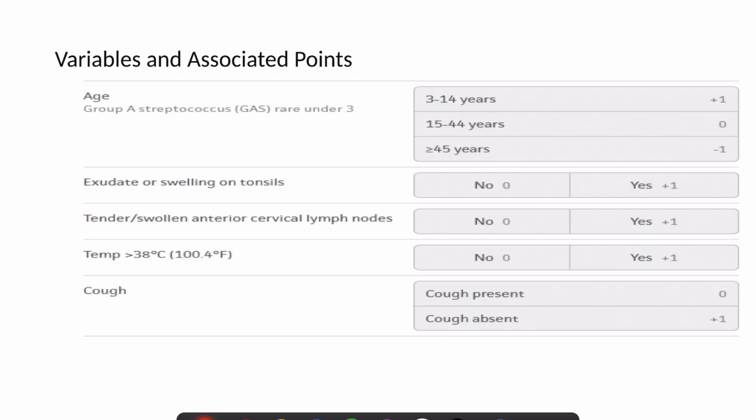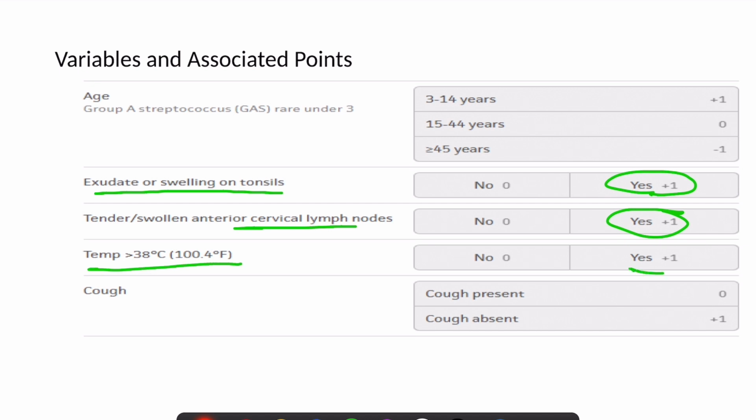These are the components of the modified Centor Criteria and the Centor Criteria. If there is exudate or swelling of the tonsils, the patient will get 1 point. Similarly, if there are cervical lymph nodes, the patient will get 1 point. If the temperature is high, there will be 1 point. And with cough, if cough is absent, then the patient will get 1 point.